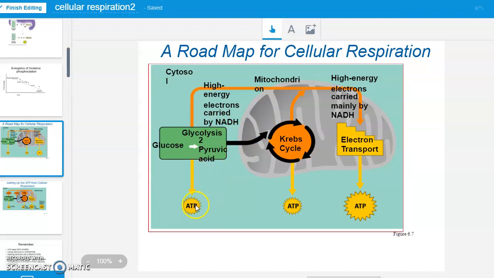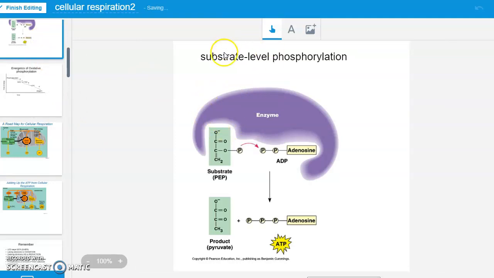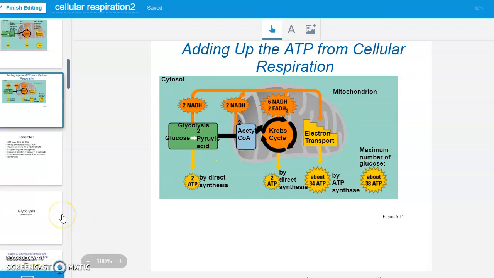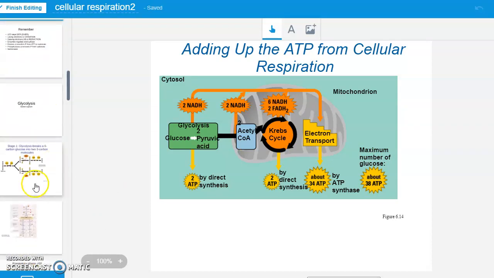Okay, so these ATP here and these ATP here, they're all made through substrate level phosphorylation. Now, ATP is also made in the electron transport chain. That is a different process, which I'll get into in a second.